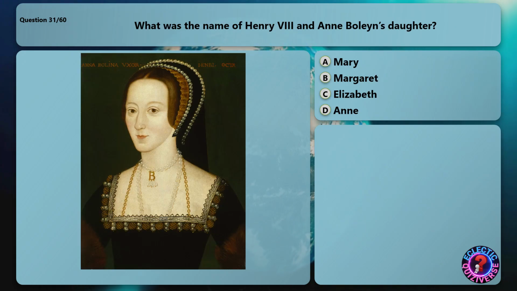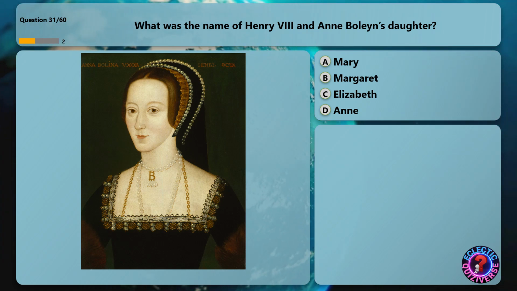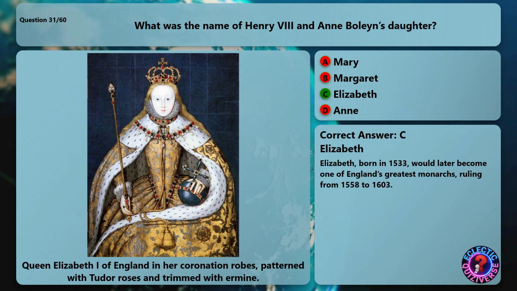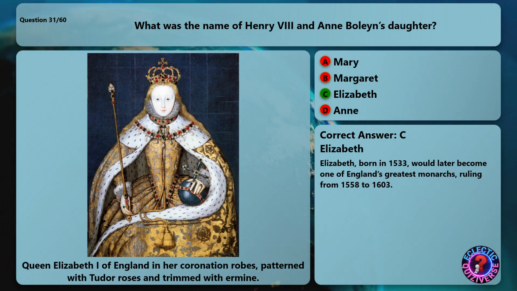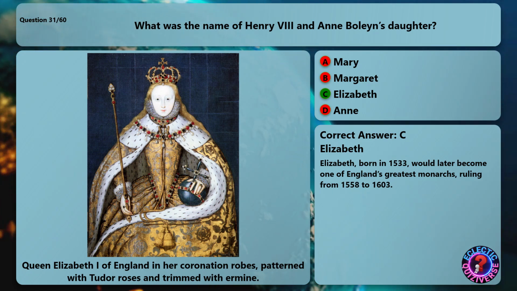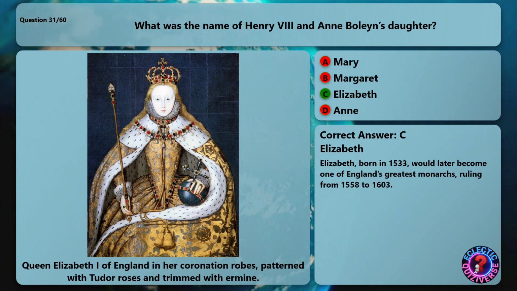What was the name of Henry VIII and Anne Boleyn's daughter? The correct answer is Elizabeth. Elizabeth, born in 1533, would later become one of England's greatest monarchs, ruling from 1558 to 1603.